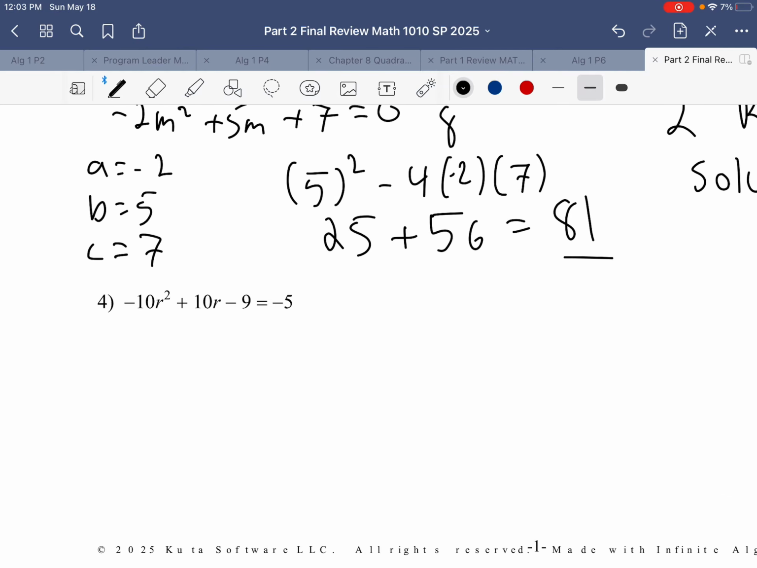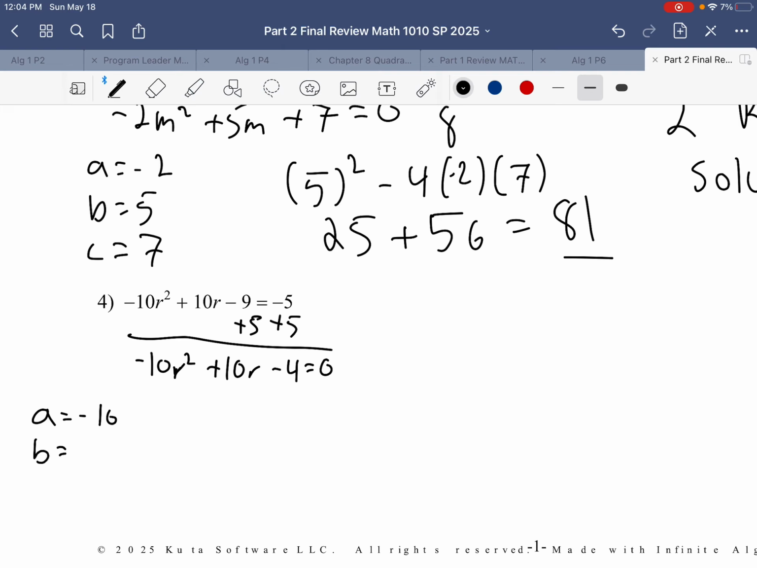And then for number 4, I'm going to add 5 on both sides. I want to make sure that I'm setting these equal to 0. Negative 10r squared plus 10r minus 4 equals 0. A is equal to negative 10, b is equal to 10, and c is equal to negative 4.